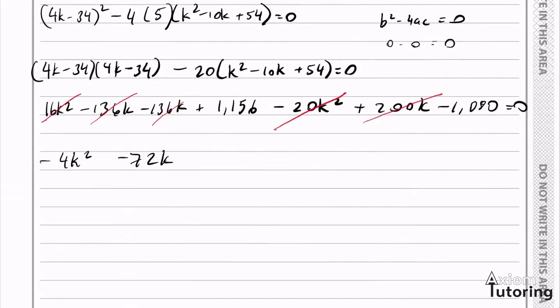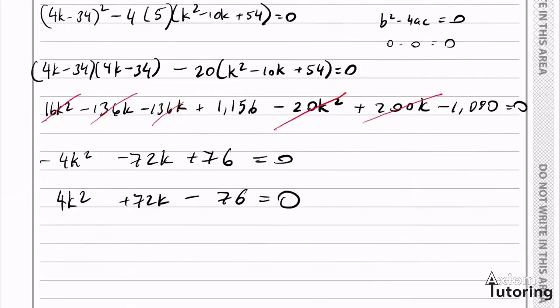And the remaining thing to do is our constant term. So we're just doing 1,156 minus 1,080. And so that should just give us plus 76 equals 0. So now multiply through by minus 1, because typically you want your squared variable to have a positive coefficient. It's just easier to solve that way. So then we have 4k squared plus 72k minus 76 equals 0.